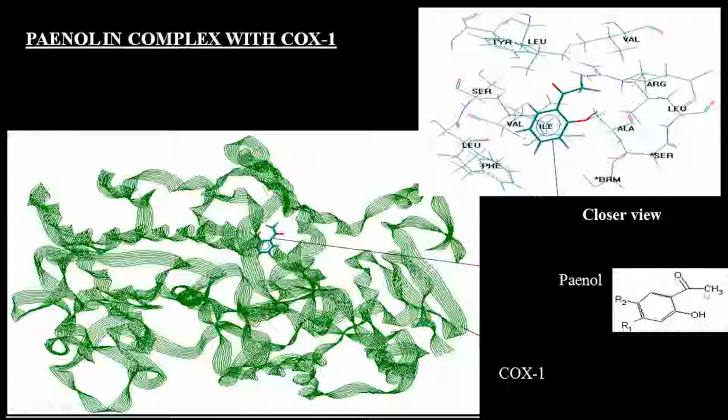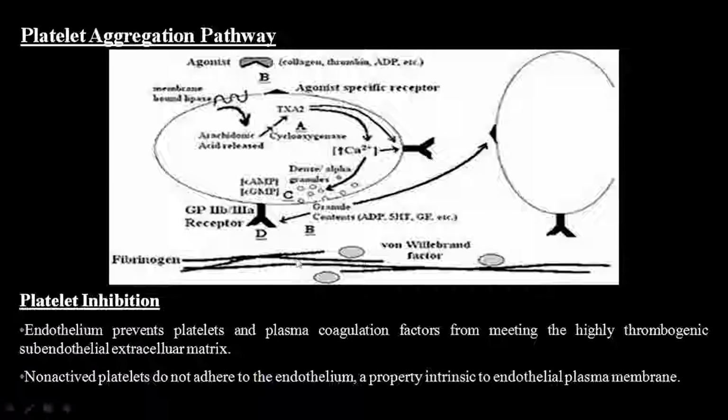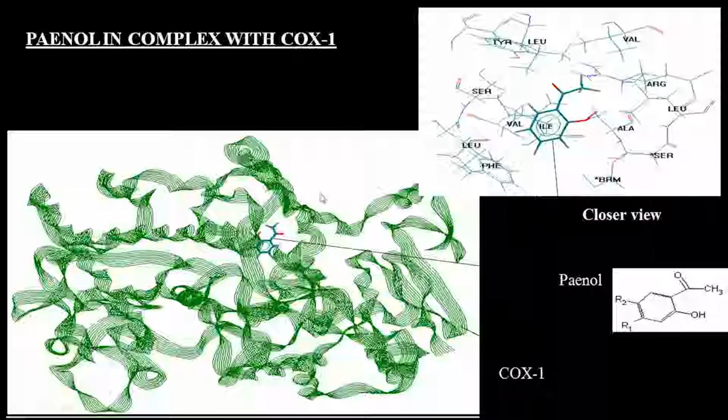We can look at the antiplatelet activity of these, and COX-1 is the enzyme which is known to be involved in platelet aggregation. As you can see in the pathway here, here comes the cyclooxygenase. So COX-1 we need to inhibit.